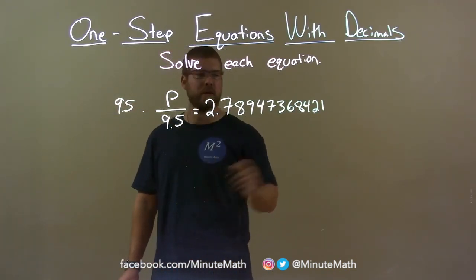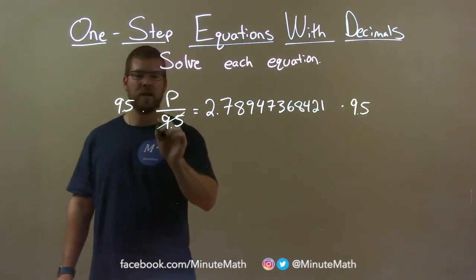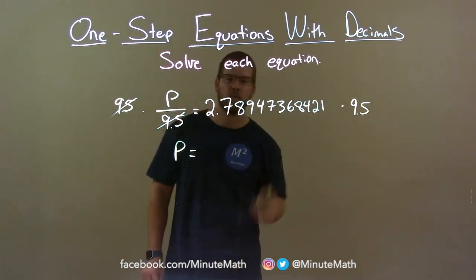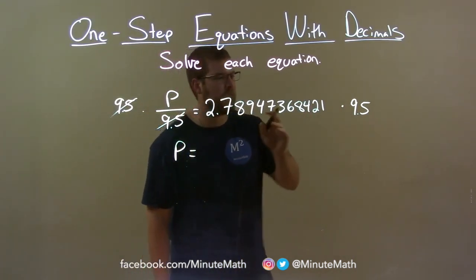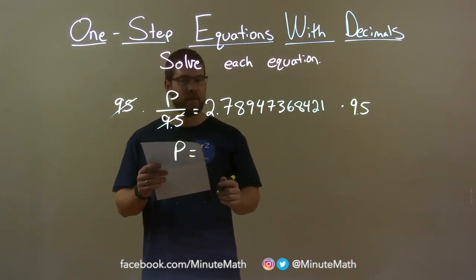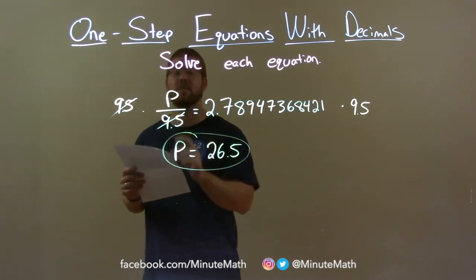Opposite of division, multiplication. What this does, we multiply 9.5 to both sides, eliminates it on the left, giving me p by itself. On the right, 2.78947368421 times 9.5 comes out to be a very simple answer, 26.5. And so that is our final answer.